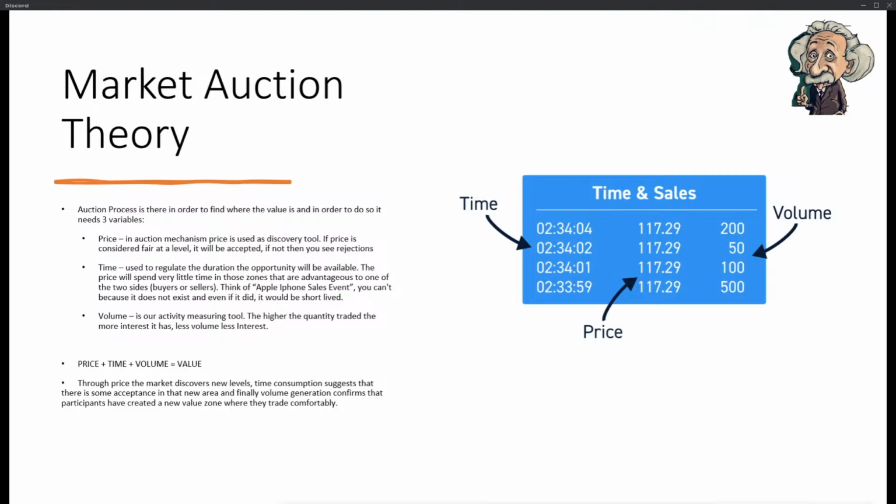So that's the price. You use it to discover, at one point, your price that you set is not going to have the same demand, and the auction is going to slow down. Time, basically, is used to regulate the opportunity, right?